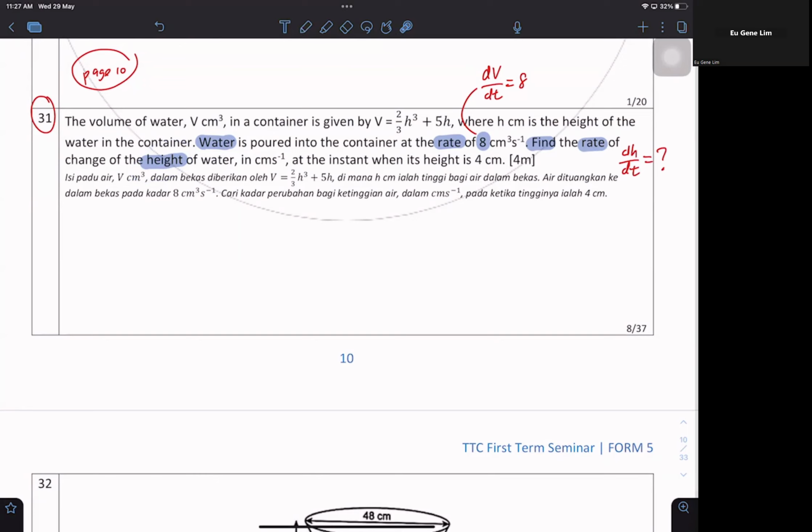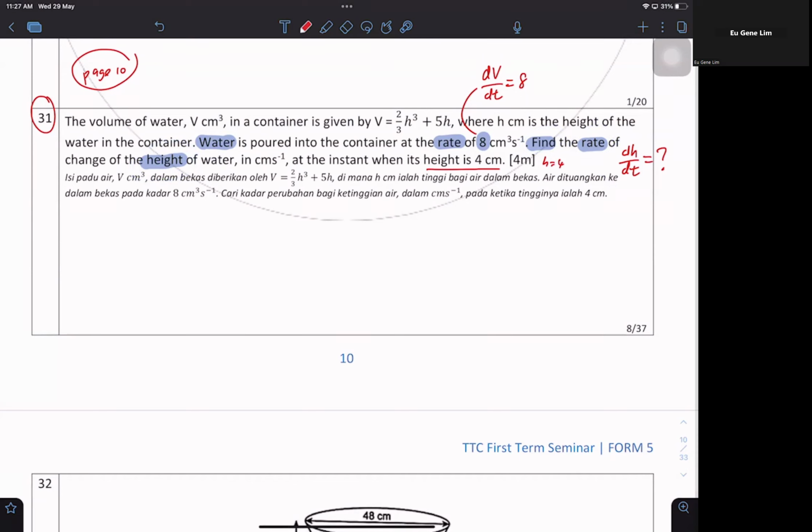You see, find is question mark. Rate is dt, height is dh. So you see, dh/dt equals question mark. The keyword, the word actually means something. So now you know already, dV/dt is 8 and dh/dt is question mark. Now the question says, when the height is 4, meaning h equals 4.